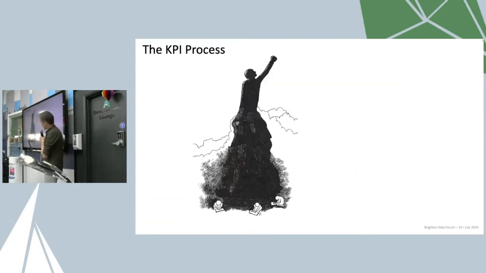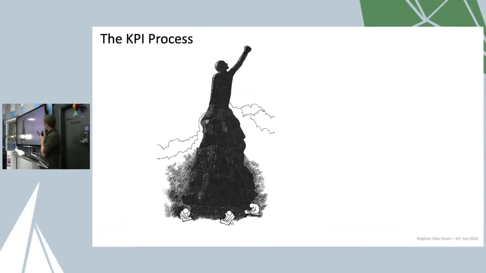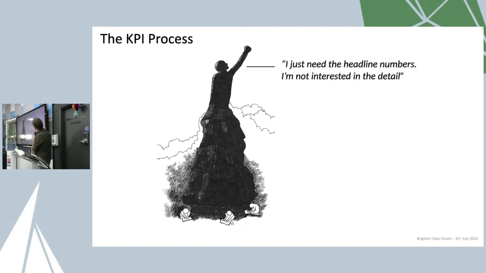So the KPI process. This is a drawing I did, admittedly quite cynical, of a company structure. We've got the boss at the top. Now this could be the boss of the whole company, or maybe the head of the department or something like that. And at the bottom, in the trenches, we've got the data analysts, and they're collating data, transforming it, modeling it, and then serving up numbers to the boss so they can make informed decisions. So the idea is the boss will ask for some KPIs and probably say something like, I just need the headline numbers and I'm not interested in the detail.